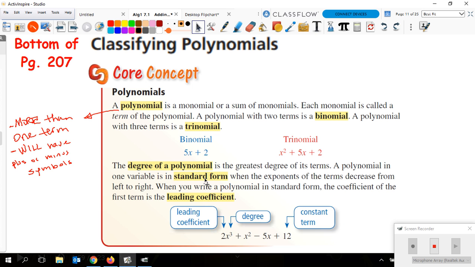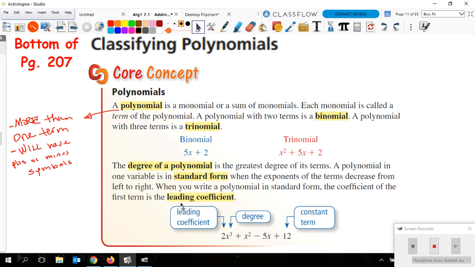So the degree of a polynomial is the greatest degree of its terms. And if you can put them in standard form, that's usually the first one. Standard form is when the exponents of the terms decrease from left to right. So it starts with 3 here, then 2, then 1, and so on. So typically we keep the highest degree at the beginning, then the next highest degree, and it just keeps on going down from there. And again, the number 12 here is called our constant term. It has no variable. We would call that a constant term. It's a degree 0 term.